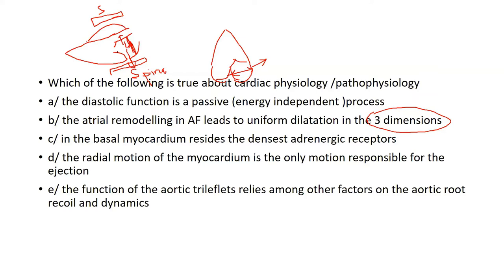Okay, so this one is wrong, and we said this one is wrong. So now we come here to the basal myocardium resides the densest adrenergic receptors. So there are adrenergic receptors all over the myocardium. They are densest in the basal myocardium as compared to the apex. Do you agree or disagree?